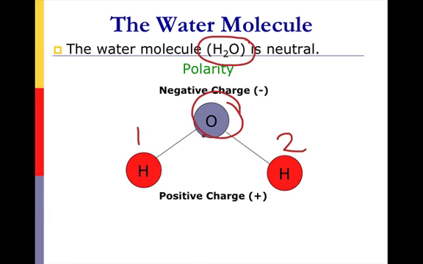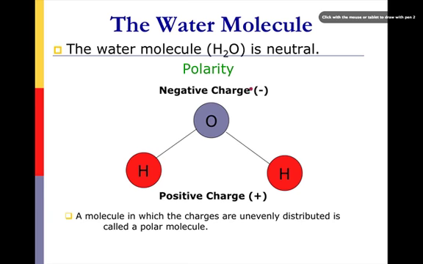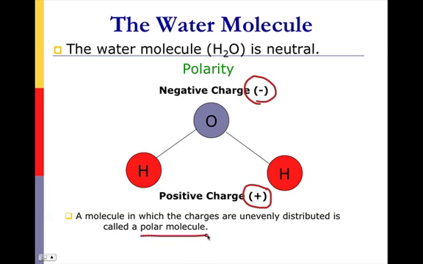covalent bond. The water molecule itself is neutral, but it has what's called polarity, which means that one end of the water molecule has a negative charge and one end of the water molecule has a positive charge. So a molecule in which the charges are unevenly distributed is called a polar molecule.